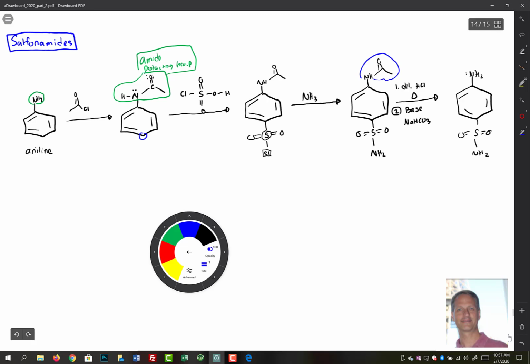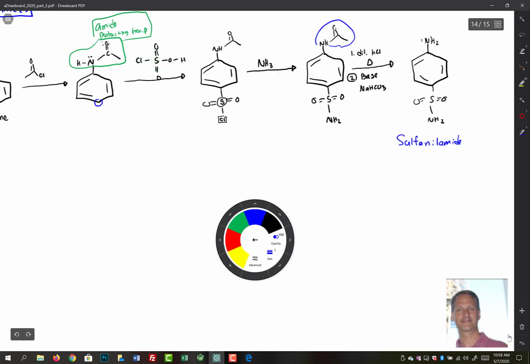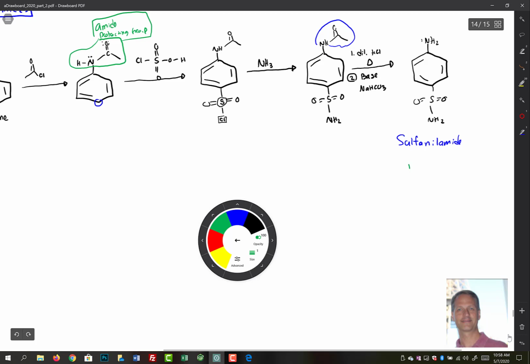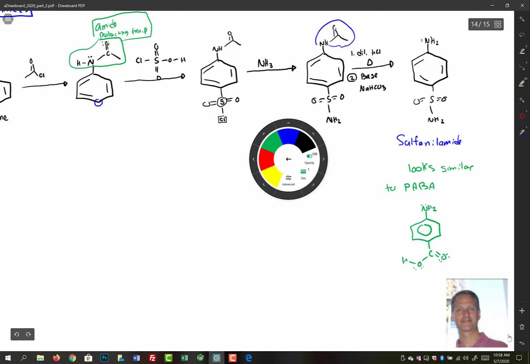This is a sulfanilamide. So it turns out that this molecule kind of looks similar to PABA. And PABA is para-aminobenzoic acid. So here's your amino group, and here's your acid part. So they look similar to bacterial enzymes.